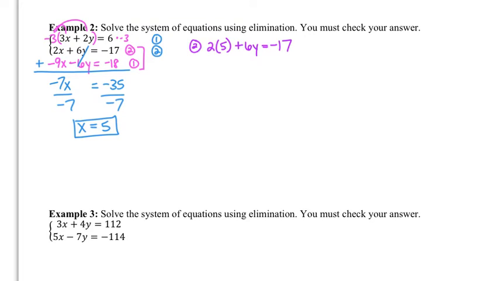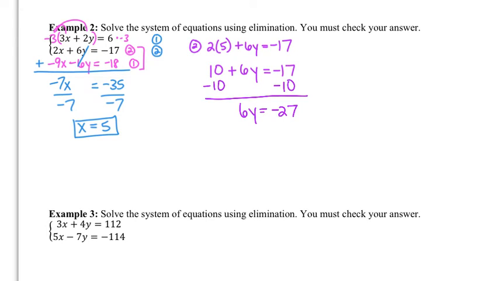All right, so then we have to isolate the term with the variable. So we have to get rid of this, but I got to know what that is first. So 2 times 5 is 10, plus 6y equals negative 17. Easy two-stepper. Get the 6y by itself, so get rid of that 10. Minus 10 to both sides. We get 6y is equal to negative 27.